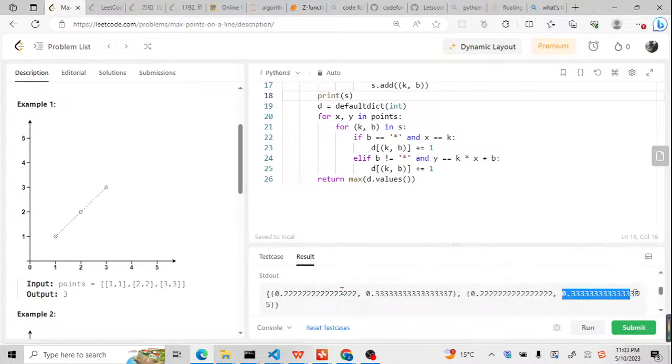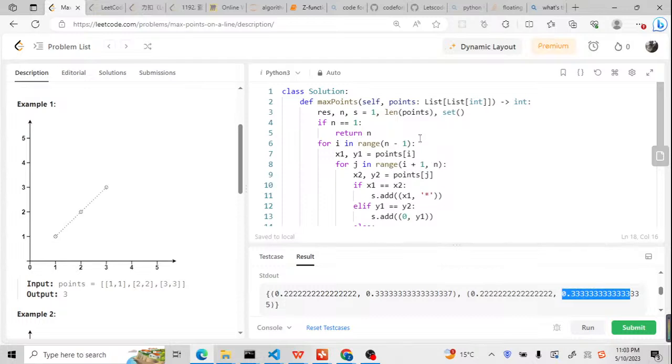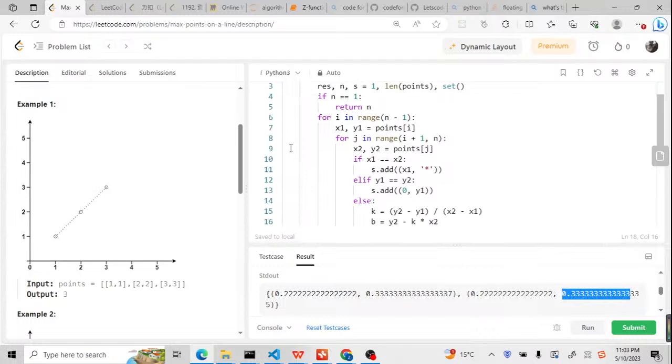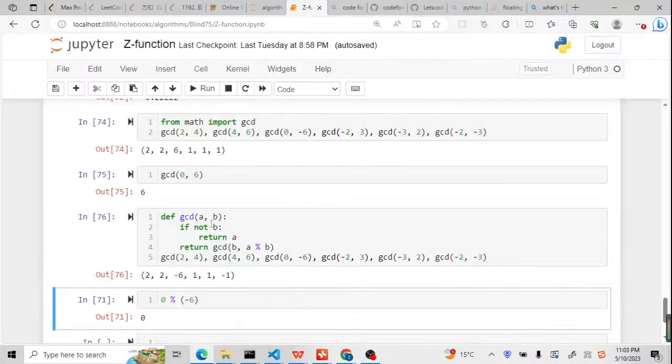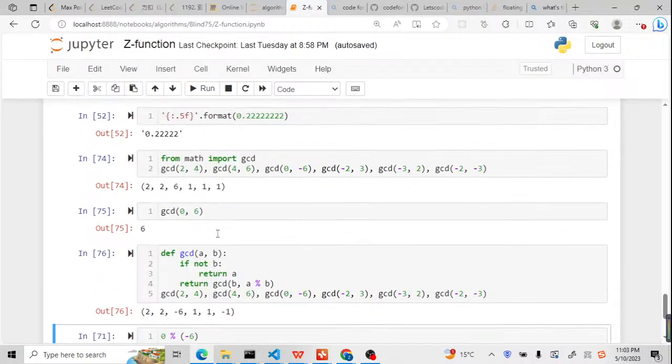So it means we can't use this way to calculate. If we want to use it, we have to control the precision, and that is really difficult to control. But we can have another way to calculate it. Let me explain this way of solving the problem. Before that, let's understand the basic concept of greatest common divisor.